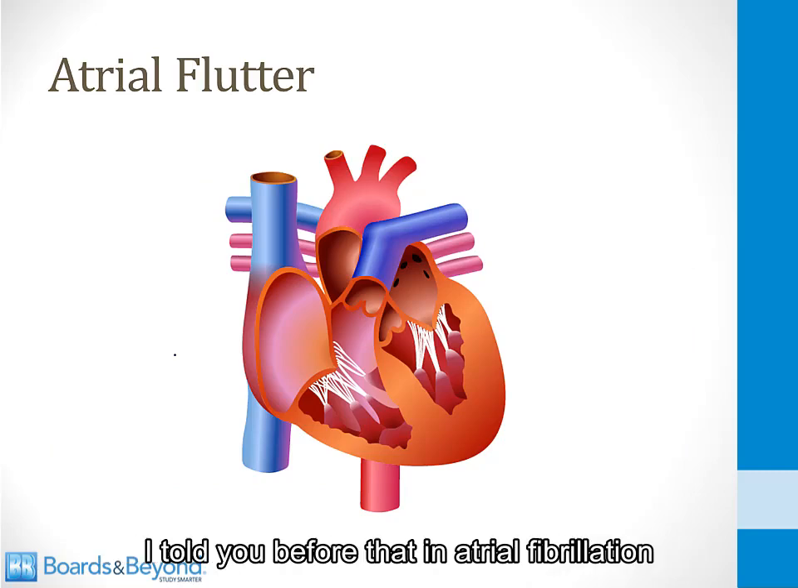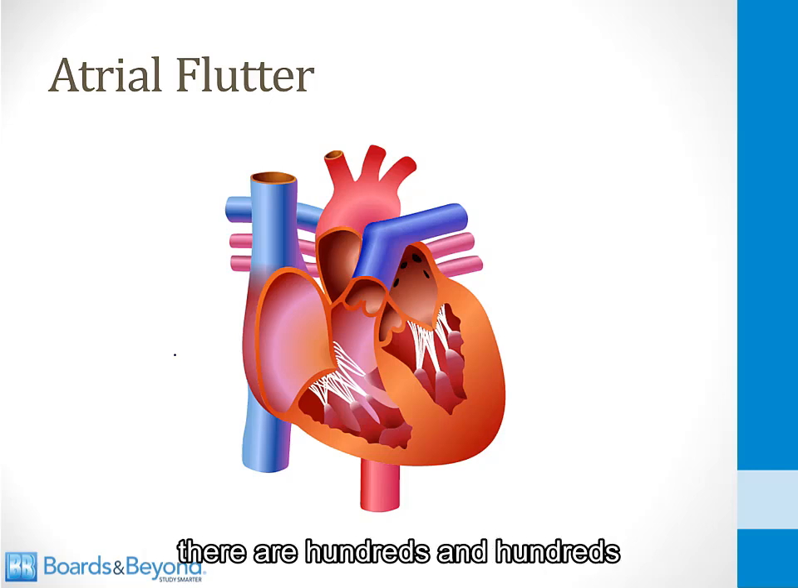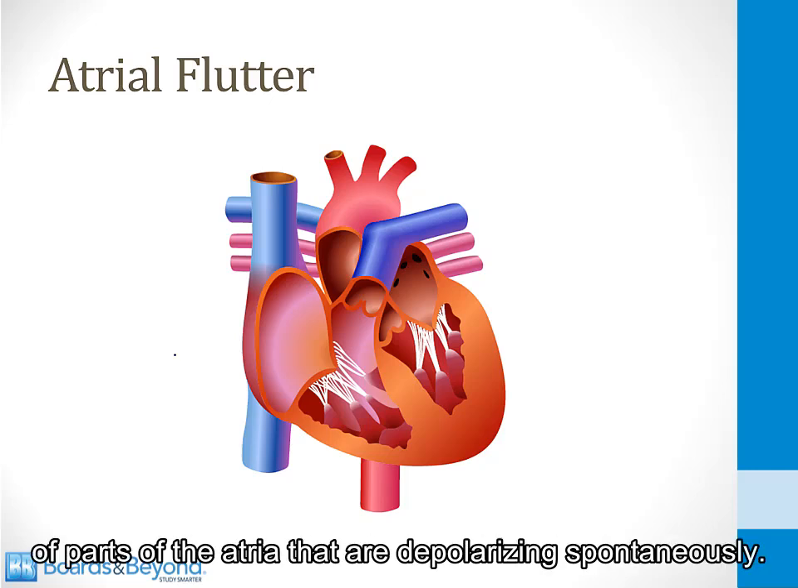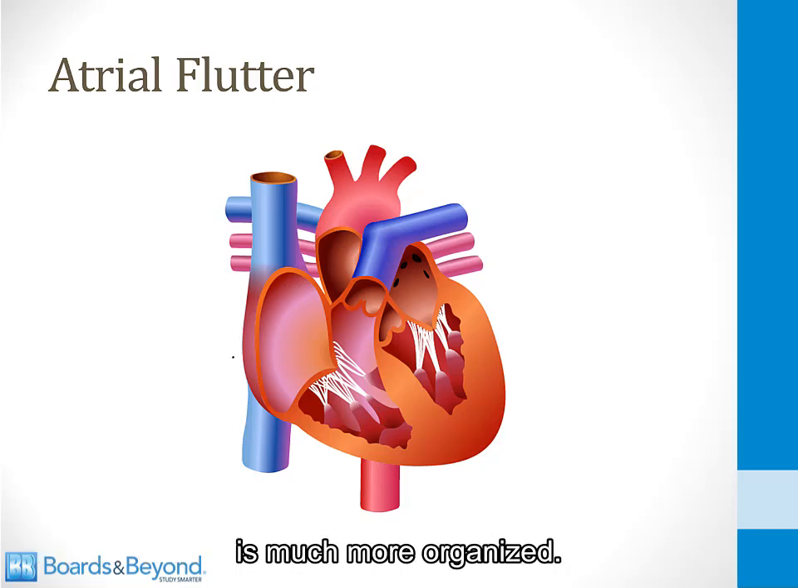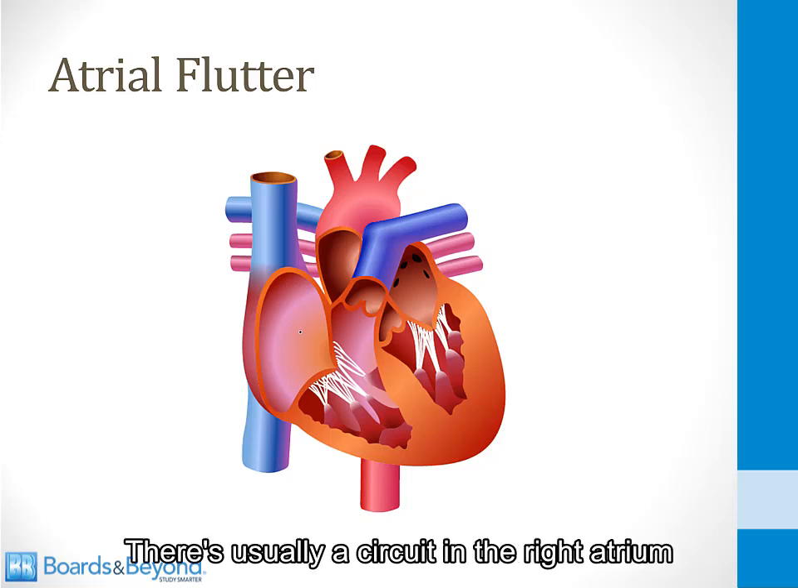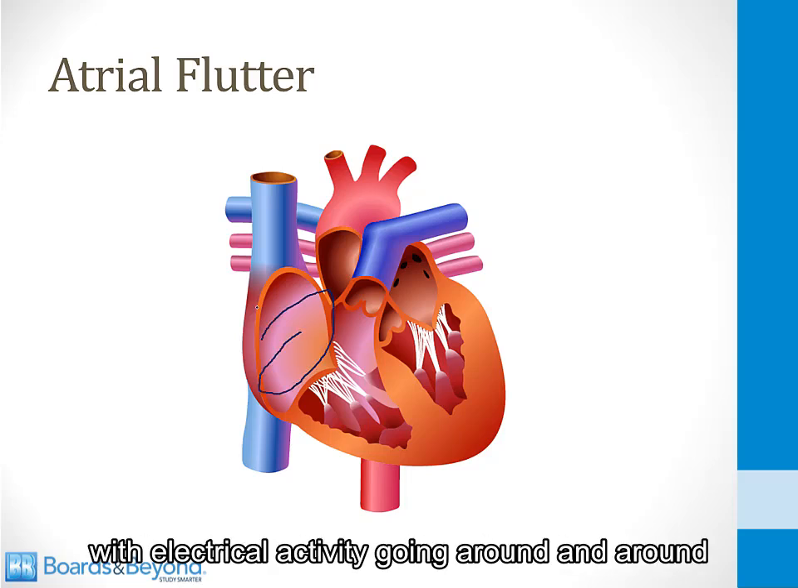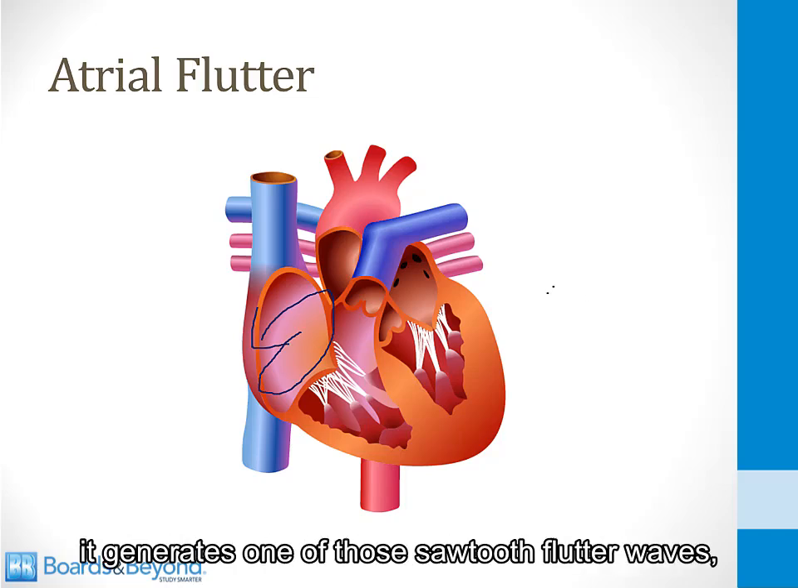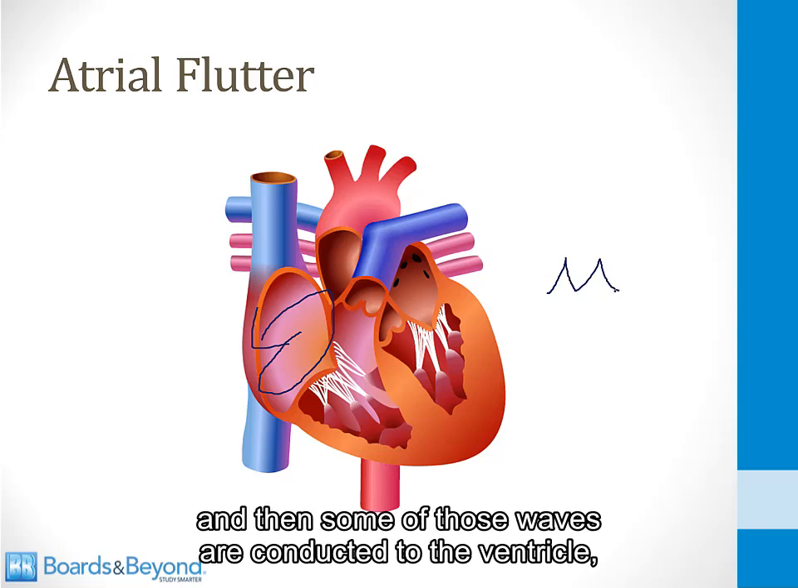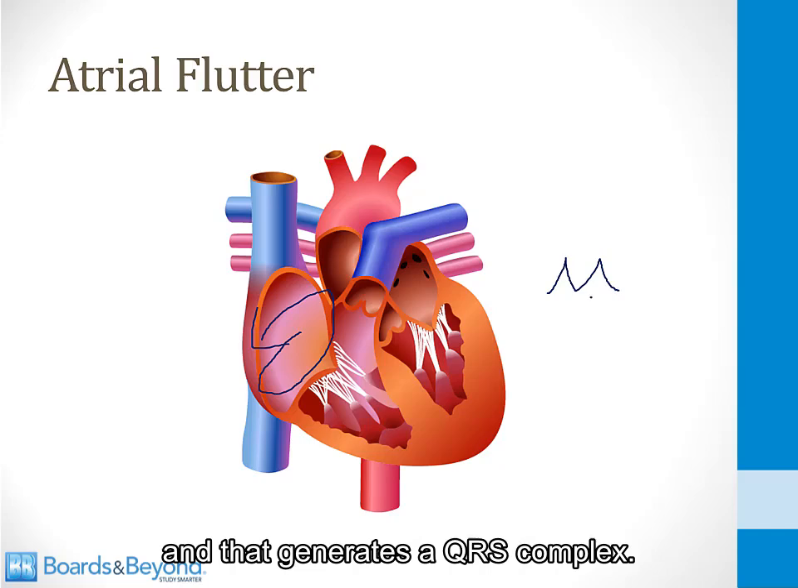I told you before that in atrial fibrillation there are hundreds and hundreds of parts of the atria that are depolarizing spontaneously. In atrial flutter, the aberrant electrical activity is much more organized. There's usually a circuit in the right atrium with electrical activity going around and around the right atrium. Each time it goes around the right atrium, it generates one of those sawtooth flutter waves, and then some of those waves are conducted to the ventricle, and that generates a QRS complex.